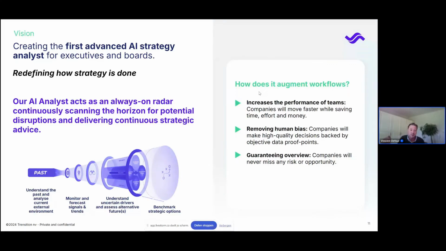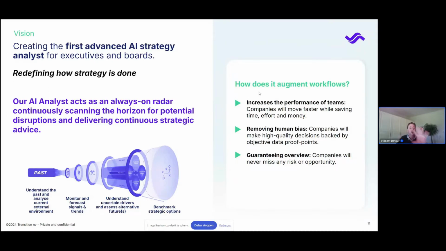It also supports you in removing human bias, because we're all biased by our own information bubble, and having objective, data-driven insights will help you to make objective decisions for the future. And our AI analyst, of course, doesn't have to sleep. It continuously scans global change so that you will be able to sleep well yourself, because you will never miss any risk or opportunity and be disrupted overnight.